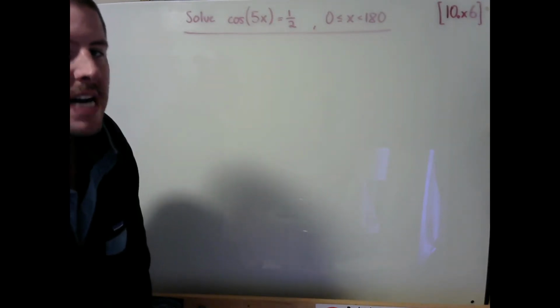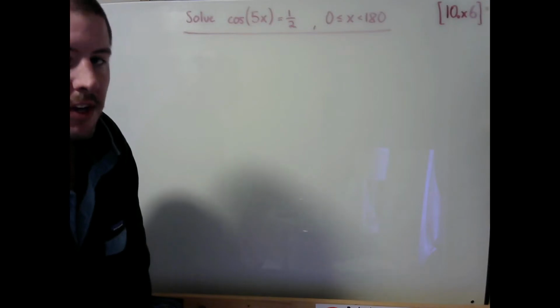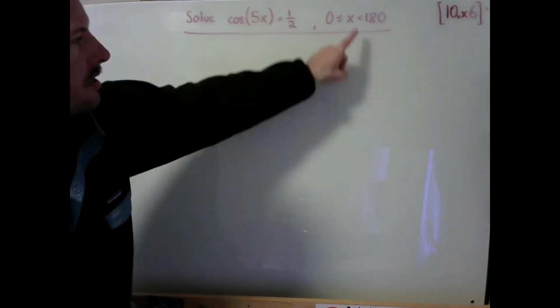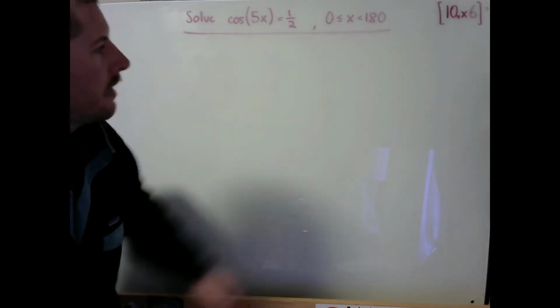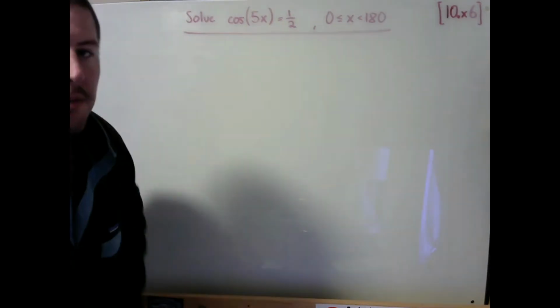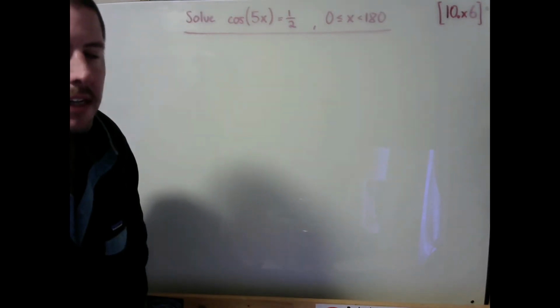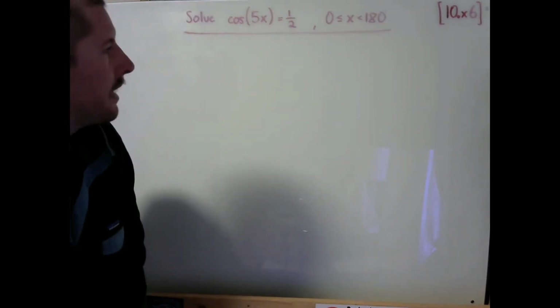One, I can tell that we're not looking for our general solution in terms of k, but rather a particular list of solutions that only exist within the interval 0 to 180. Second, since my upper bound for my interval is 180, I know that we're going to think in terms of degrees for this problem, not radians.